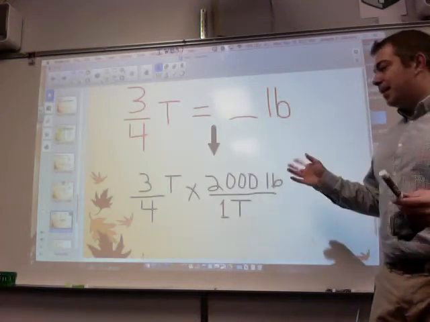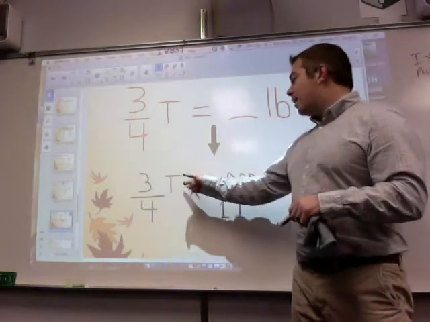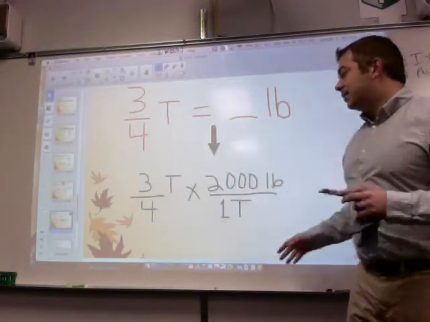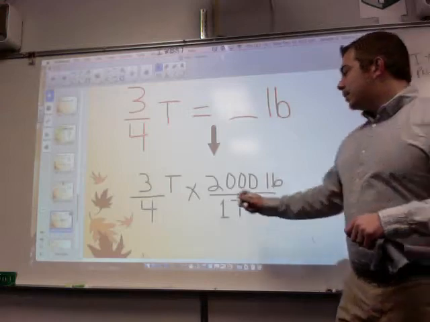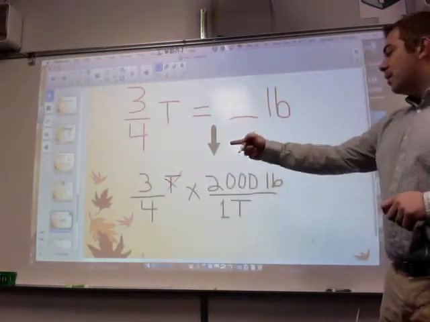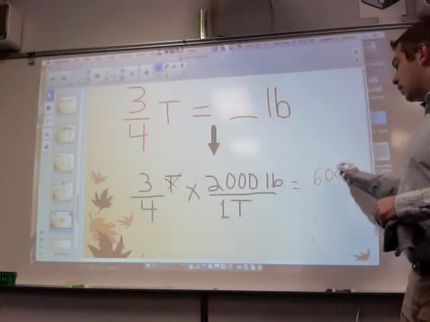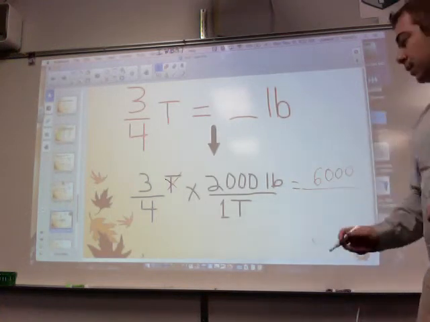Either way you want to remember. But I think the best way to remember it is that if I don't want tons anymore, my ton is going to be on the bottom because I need to cancel these out. So these will cancel out, and I'm left with 3 times 2,000, which equals 6,000, and 4 times 1 equals 4.